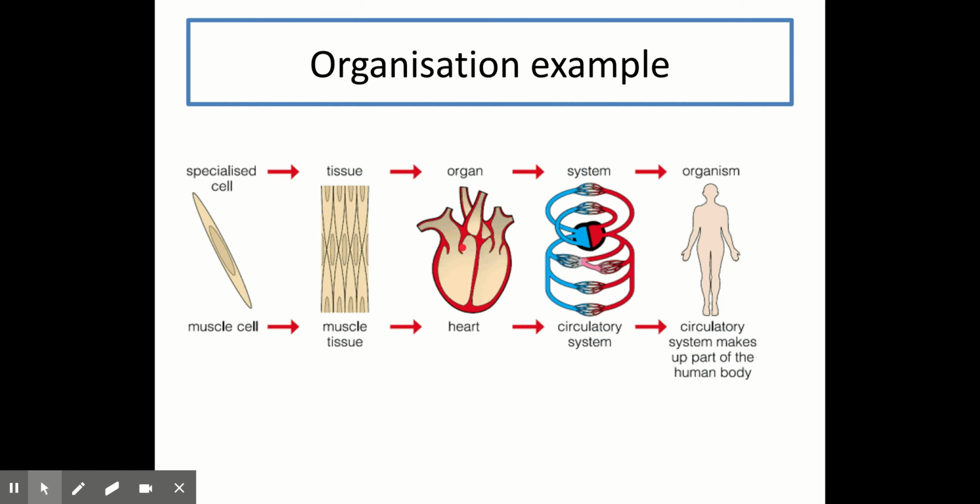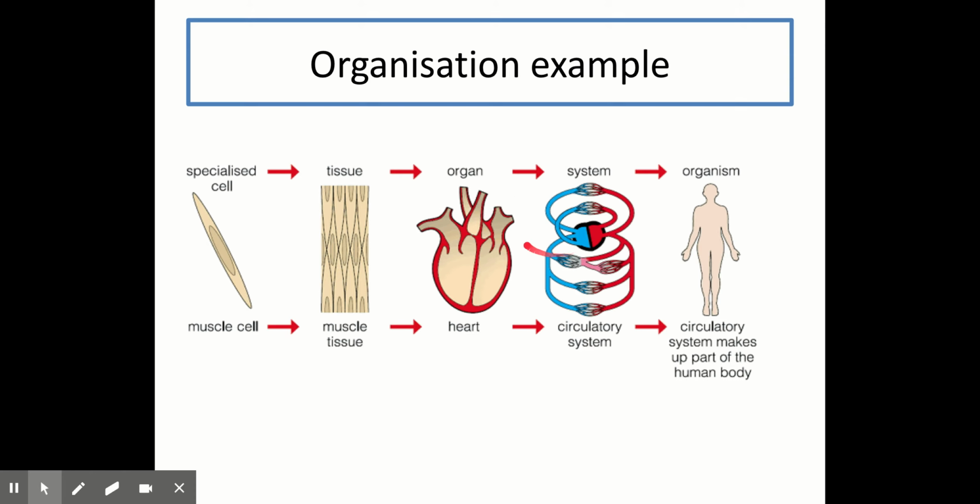Here's just one final example of a hierarchy to show how these all fit together. The specialised cell in this example is a muscle cell which can contract and relax as part of its specialised function. Groups of muscle cells that perform a similar function group together to form a tissue, so that tissue here would be muscle tissue. Groups of tissues working together to perform a function form an organ, and in this case the heart is made up of different types of tissue, including that muscle tissue.